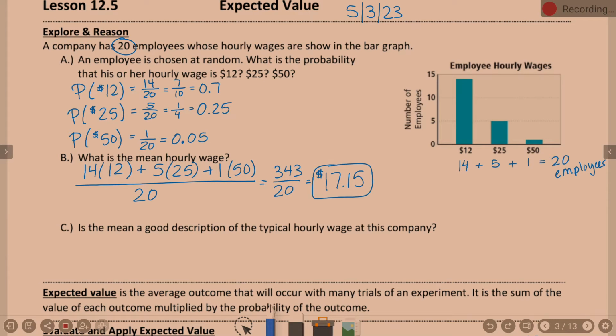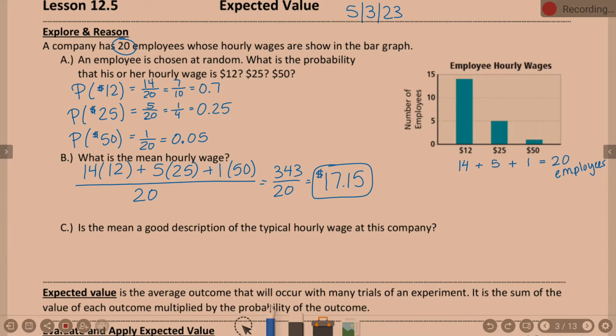And then C, what do you think? Is this mean a good description of the typical hourly wage at this company? Why or why not? I'm seeing heads shaking both ways. Most people are making 12, and the people who aren't are making 10. Okay. So the 1%. Okay. A lot of people are making 12. We do have some people making more, right? Does it make sense that this 17.15 is between these two then? The 25s are pulling it up a little bit.